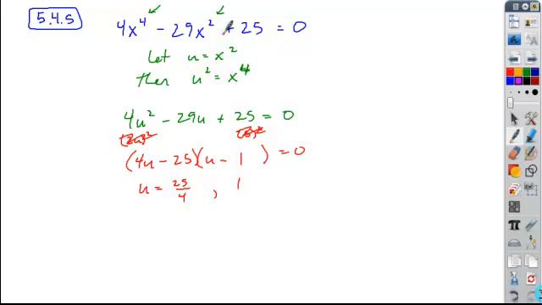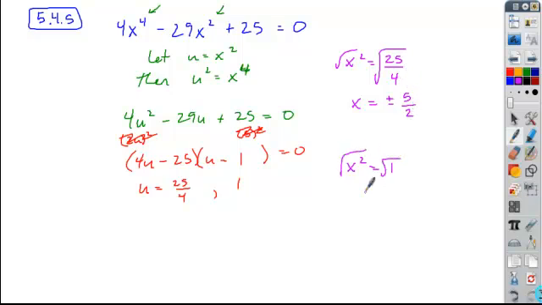If I move back to my u substitution and I set what u was originally, which is x squared, equal to each of these, 25 over 4 and 1, and I solve the resulting equations. Okay, extract the square root. When I extract the square root, I have to take into consideration the positive and negative root. And here, square root of 25 is 5, square root of 4 is 2.